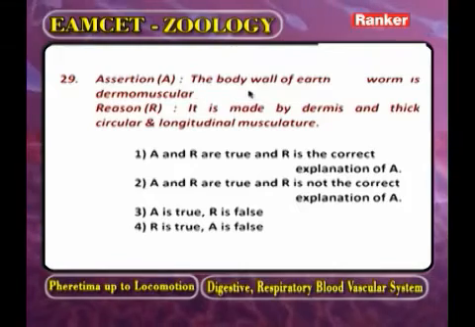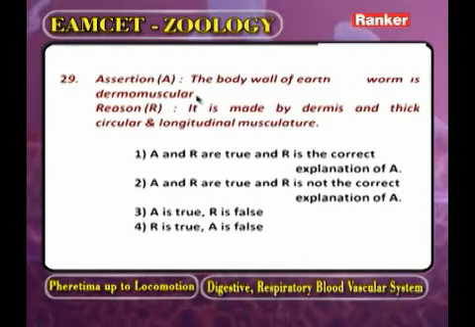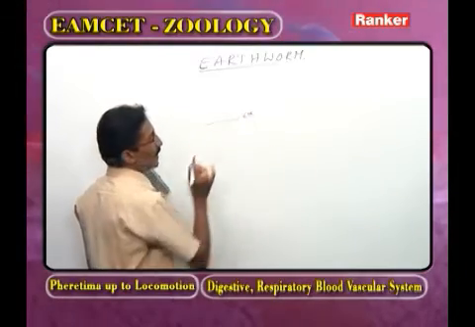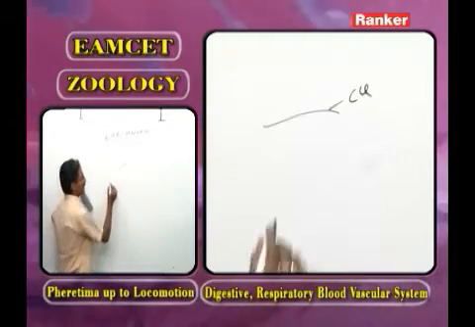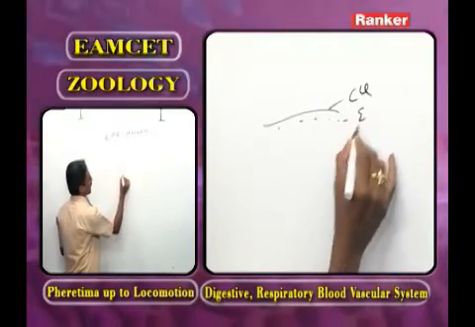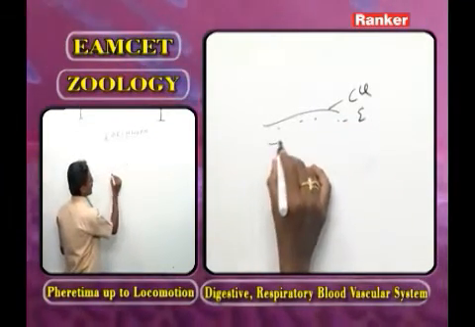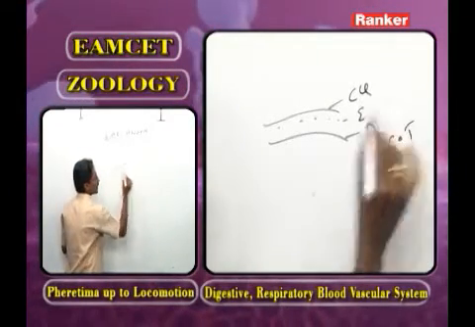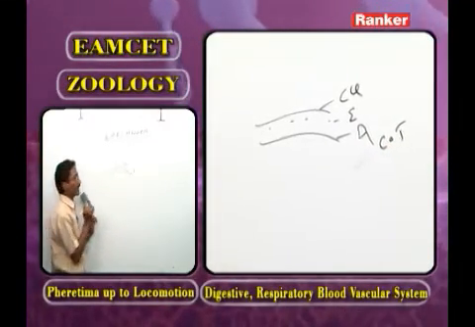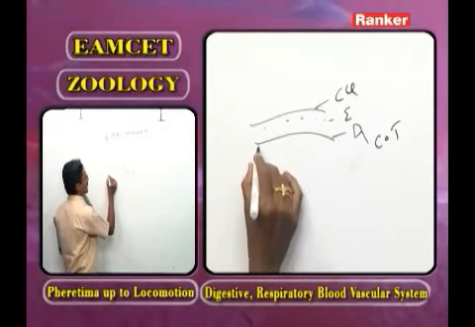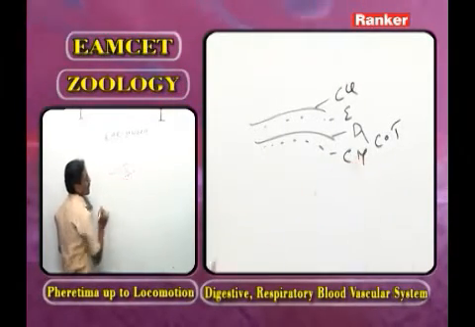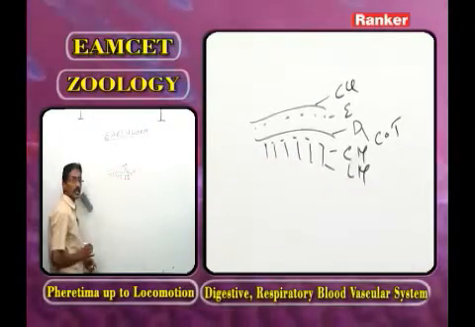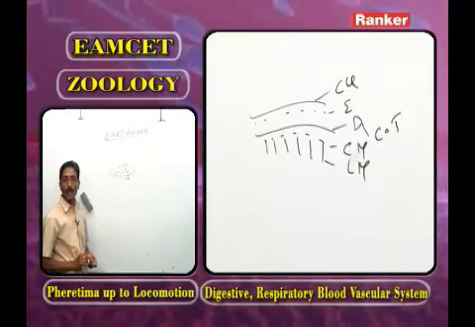Assertion: The body wall of earthworm is dermomuscular. Now, as we observe the body wall of earthworm, the first part we call the cuticle. That is the short word. Now, the cuticle is followed by epidermis. The epidermis is followed by dermis. The dermis is made by connective tissue. What is the meaning of CT? Connective tissue. Attached to the dermis, what are present? The first one is circular muscles. The circular muscles are followed by what type of muscles? The longitudinal muscles. Now, we have to observe the assertion.